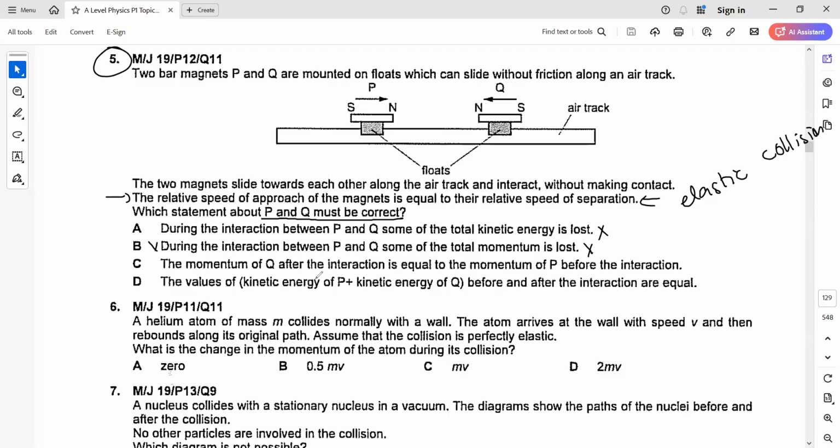See, the momentum of Q after the interaction is equal to the momentum of Q before the interaction. Yeah, this looks fine. So momentum of Q after collision equals momentum of P before collision. Why? Because they have the same masses. So they're going to just interchange their speed, right? So if it was maybe 10 newton second and it was, let's say, 5 newton second, it has to just interchange. So C is fine too. Now, the kinetic energy of P plus kinetic energy of Q before and after the interaction are equal.